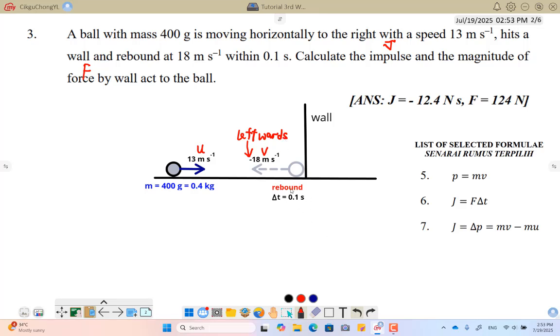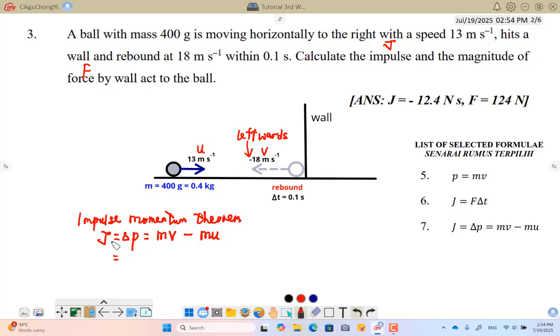Okay, so this whole process happened in a very short time interval of 0.1 second. So I want to find the impulse. According to the impulse momentum theorem, impulse is the change of momentum, whereby change of momentum is the final momentum mv minus initial momentum mu.